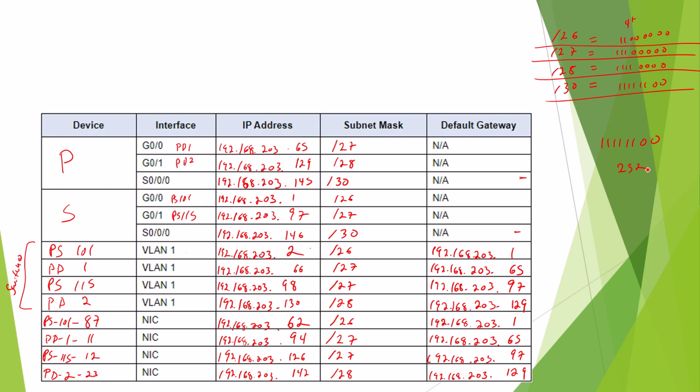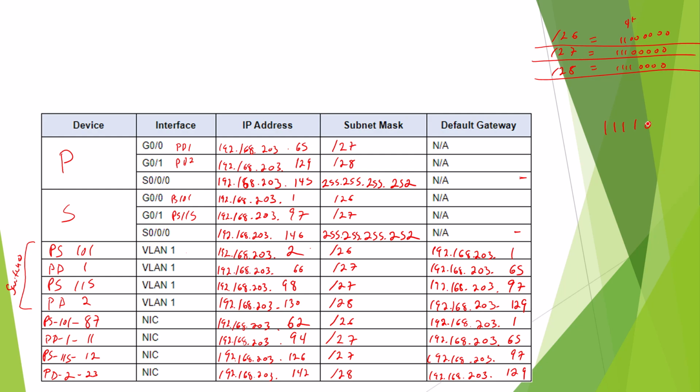I'm not going through the math. You guys should already know how to do the binary conversions. So that means these two will be 255.255.255.252. Again, we're working in the 4th octet. Alright, that took care of the /30.